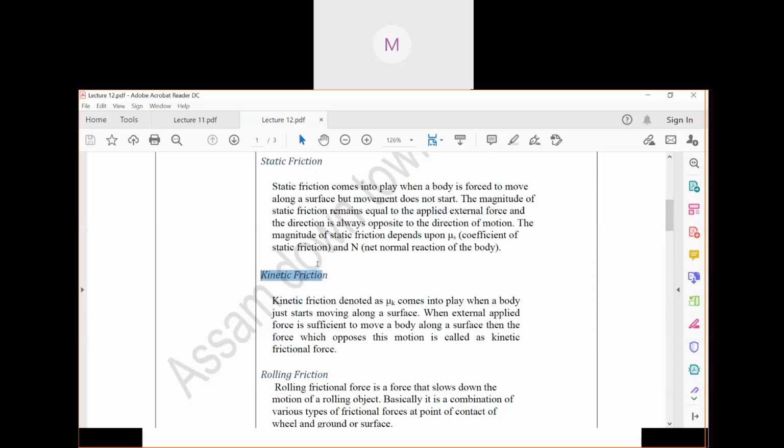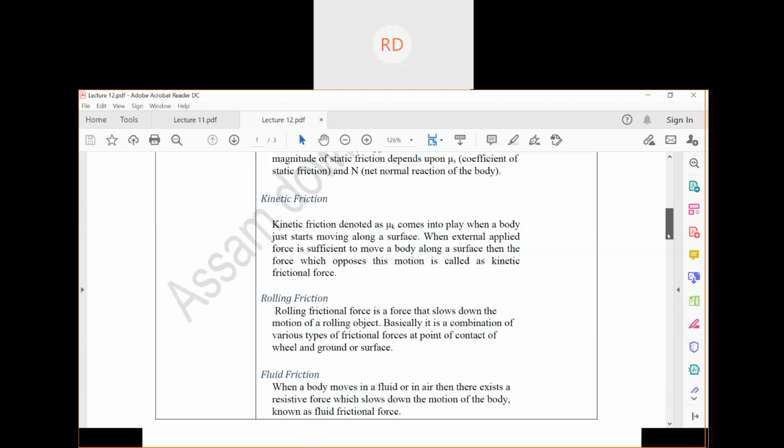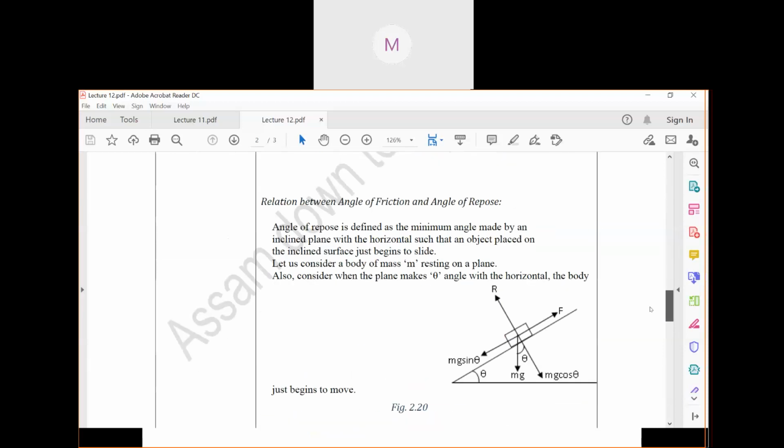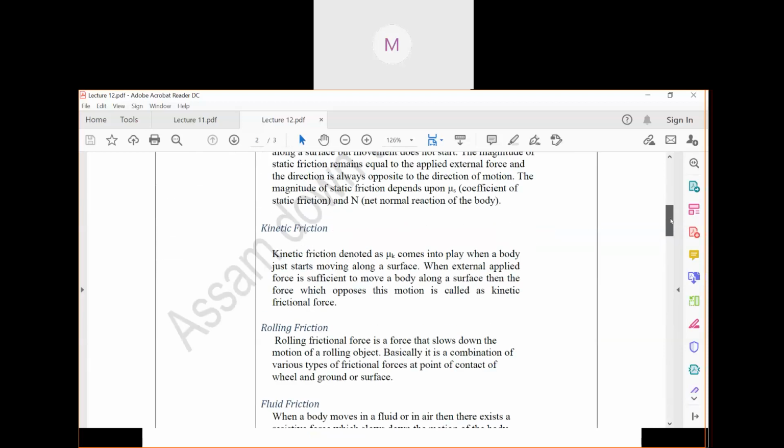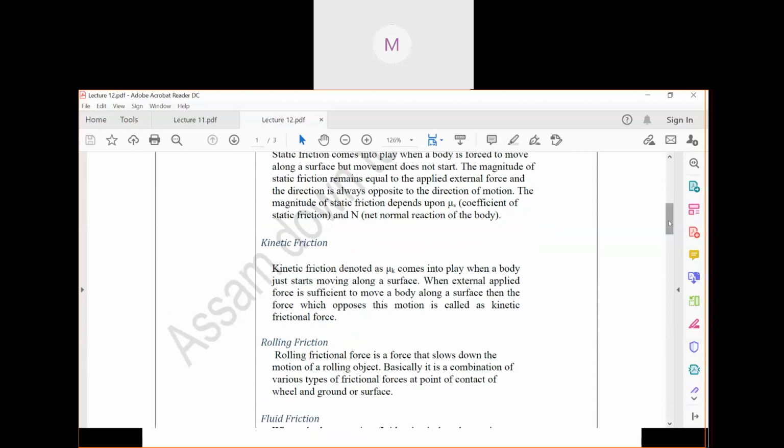Now, what is coefficient of static friction? It is a coefficient. That means if you get the formula, once we derive the formula below, you will know that this is the ratio. So if this ratio is present, then what happens? We have to apply a coefficient.